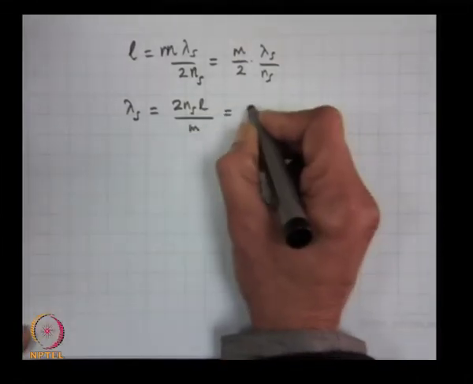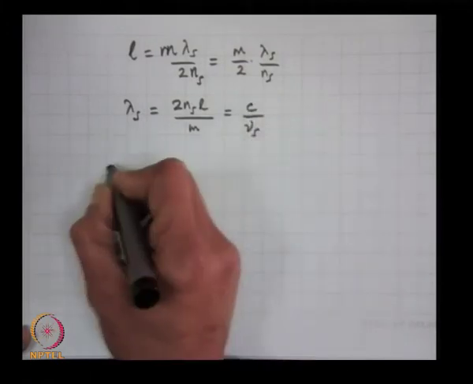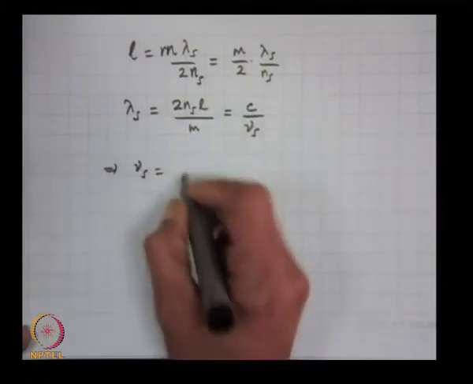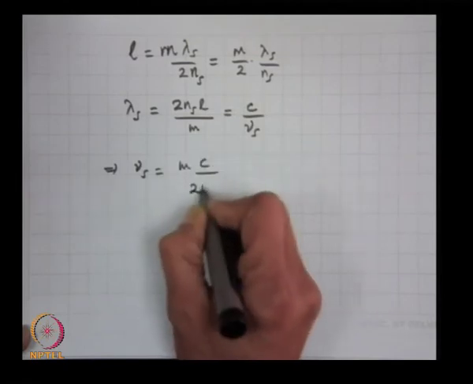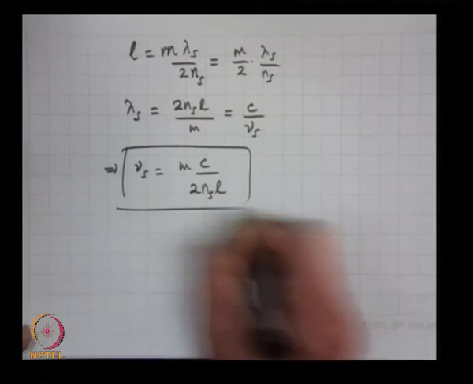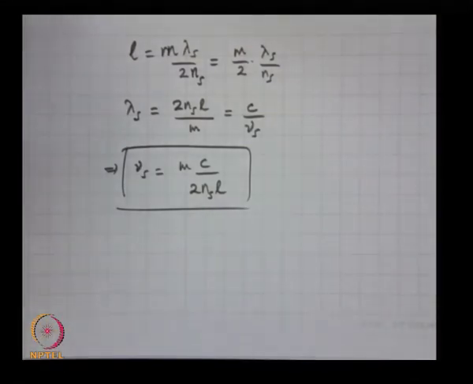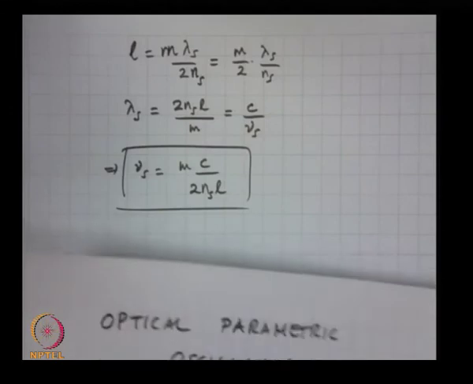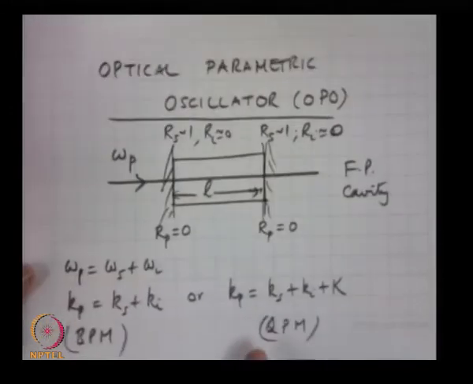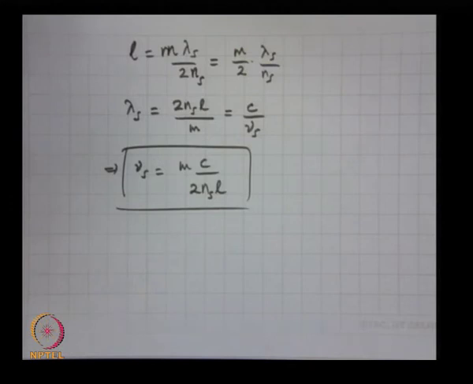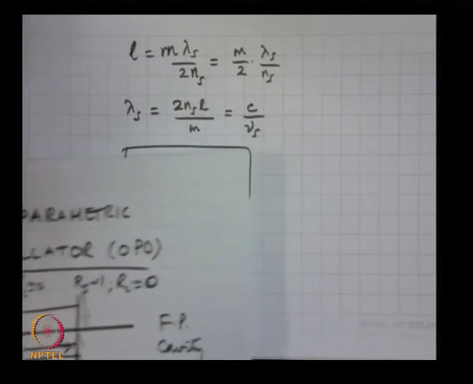in fact, I can write in terms of frequency. So this is c by nu s. So this implies nu s is equal to... The frequency has to satisfy this condition as well as the condition omega p is equal to omega s plus omega i, and the condition k p is equal to k s plus k i. So this omega s will adjust itself to satisfy these conditions, and what will come out is light at this frequency omega s, and of course omega i light is also coming out of the cavity.